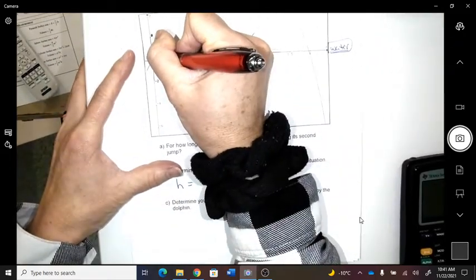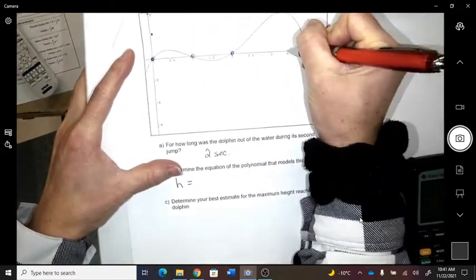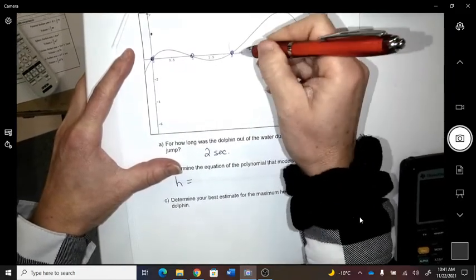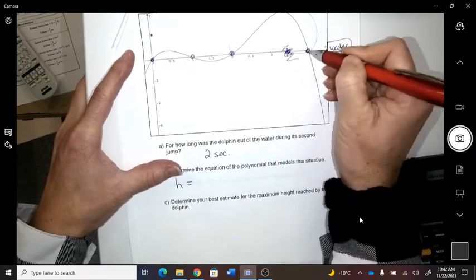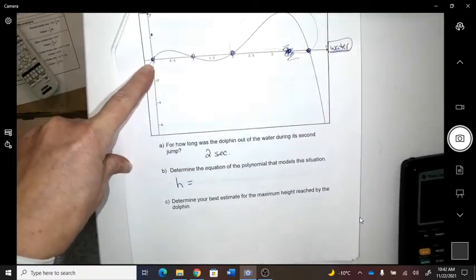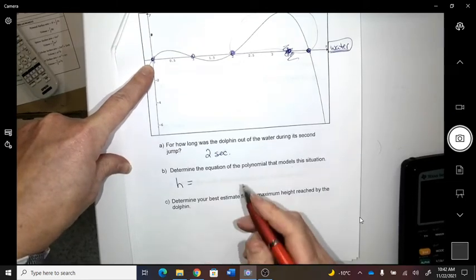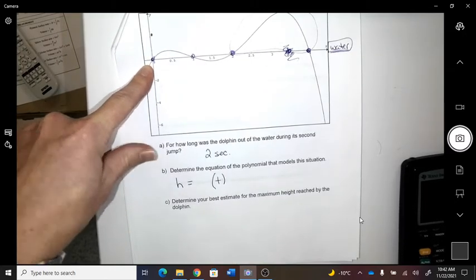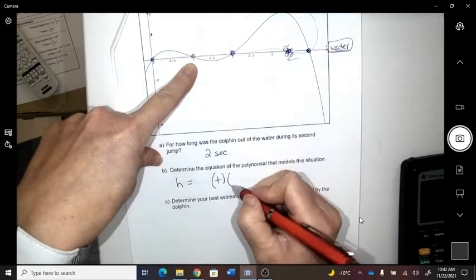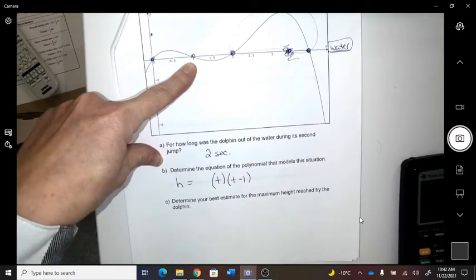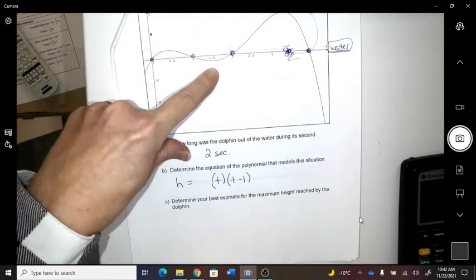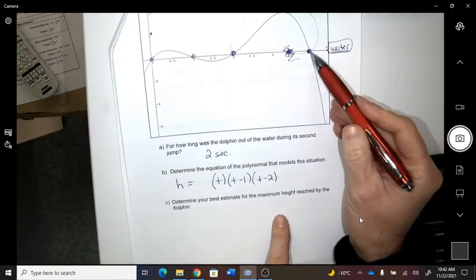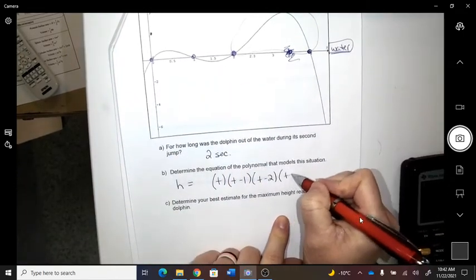Okay, ready? Here's my X-intercepts. Whoops, what am I doing? Not that one. Okay, how do I write an X-intercept if it's 0? Just a T. How do I write an X-intercept if it's a 1? T minus 1. How do I write an X-intercept a 2? T minus 2. How do I write an X-intercept a 4? T minus 4.